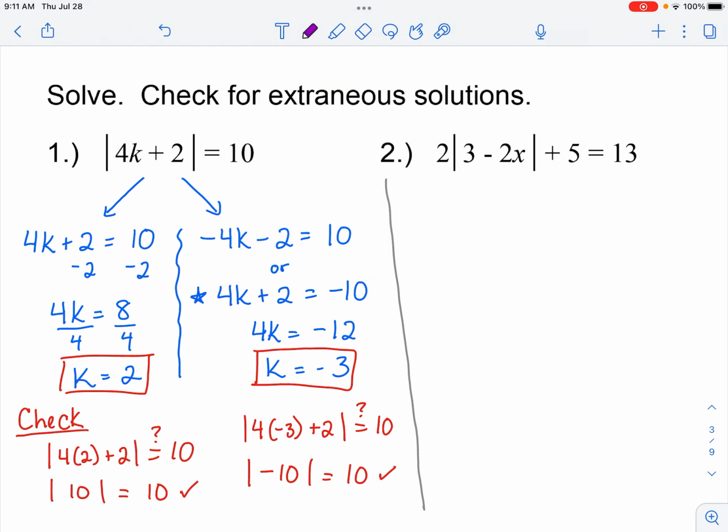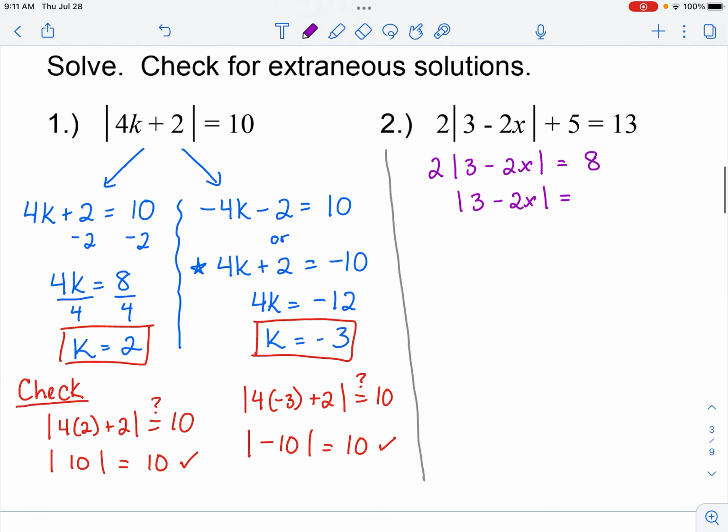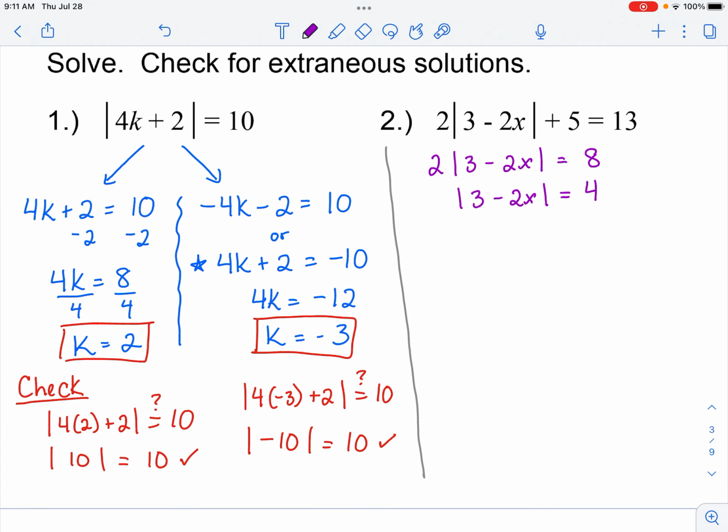All right, the difference on this problem is that I don't have the absolute value isolated. I have a 2 here and a plus 5 here. Both of them need to go away. Now I'm going to undo the addition and subtraction first, and then I will undo multiplication and division second. So I'm going to subtract over the 5 and get 2 times the absolute value of 3 minus 2x is equal to 8. Then I'm going to divide out the 2 and get the absolute value of 3 minus 2x is equal to 4.